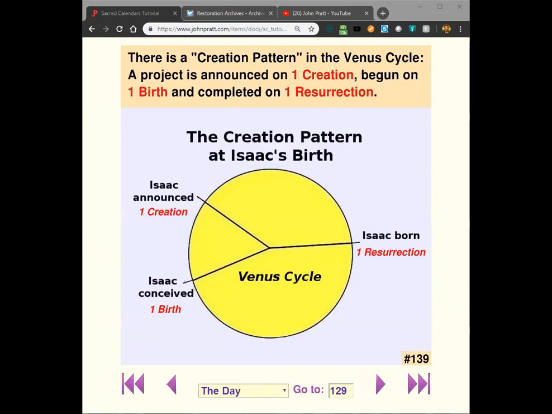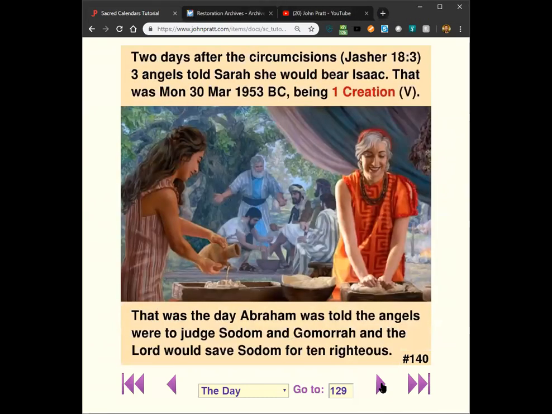So it's one full year on the Venus calendar, so it turns out to be a full Enoch year from creation around to resurrection. Anyway, Isaac is born a year later on the day one resurrection. That's when the project is completed. So let's look at that. I think we're going to look at 2 more slides, and then we are done. So here it is, 2 days after the circumcision, according to Jasher, there's the reference.